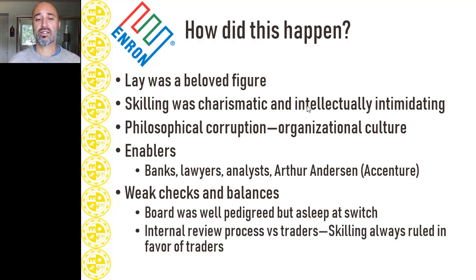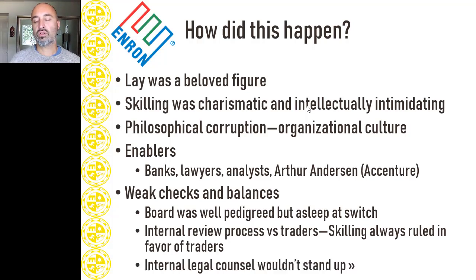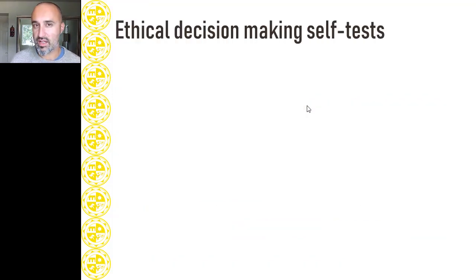The internal review process was often pitted against the traders, meaning there were people whose job was to prevent or minimize risk. Those were the internal review people. And then there were the traders, who were the ones bringing money into the organization. And Skilling always ruled in favor of the traders. And he probably should not have been the sole arbiter of those kinds of issues. They had an internal legal counsel, but that person would never stand up to Skilling and others within the organization. So again, they looked like they had checks and balances, but in reality, they did not. So how do we prevent these kinds of issues?